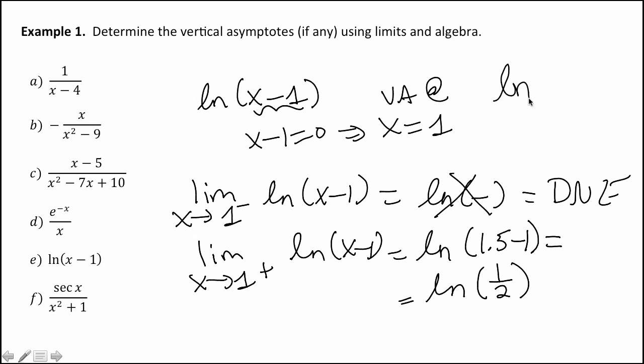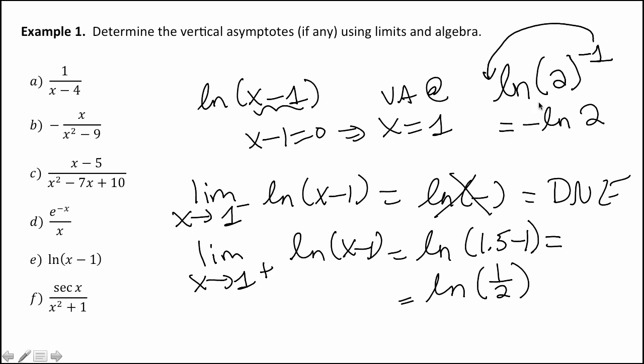You can rewrite 1/2 as 2 to the negative 1 power. One of the properties of logs is that you can bring the exponent down as a coefficient. So natural log of 1/2 becomes negative natural log of 2. Therefore, this is a negative number. If we approach 1 from the right side, we're going to get negative numbers, and this is only going to become more negative as we get closer to 1 from the right side. So this is a negative quantity, and therefore we say it's negative infinity.